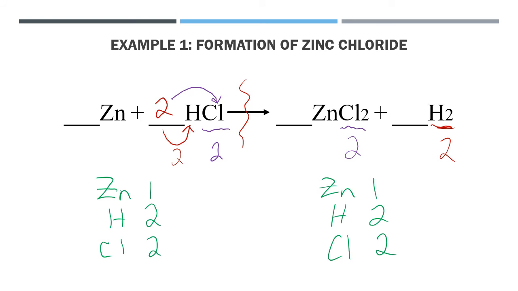And some of these equations are that easy. Just putting one number in makes the whole thing balanced. I have 1 zinc on the left, 2 hydrogens and 2 Cls, and on the right I have 1 zinc, 2 Cl, 2 hydrogens. So it's balanced.